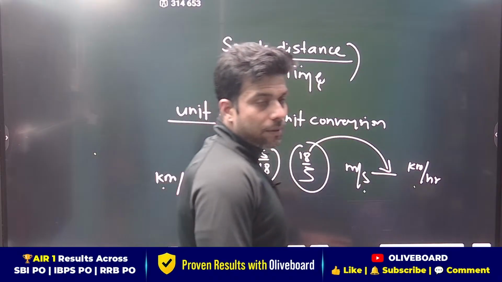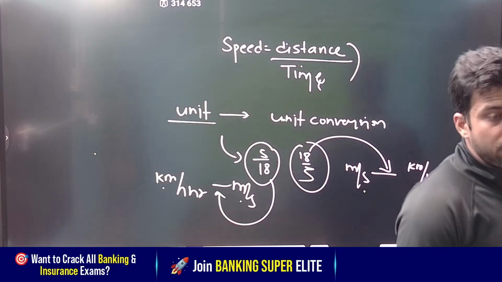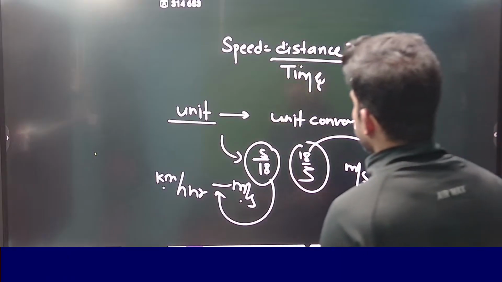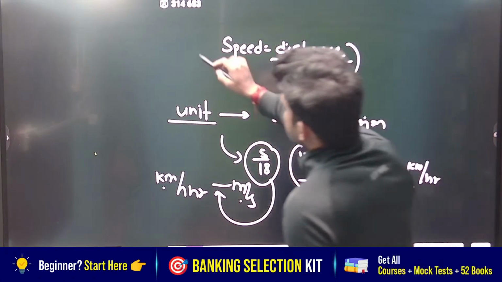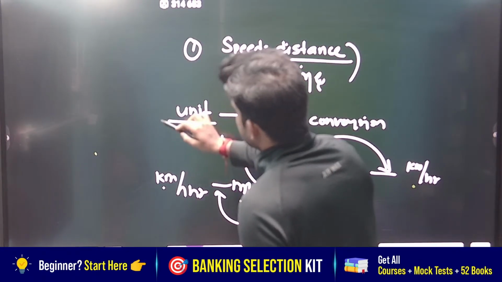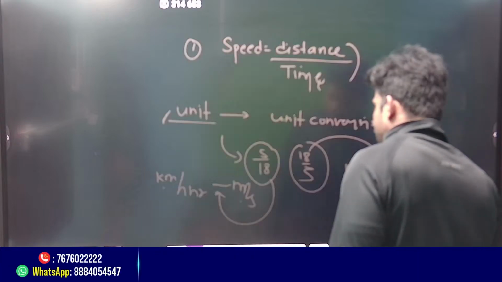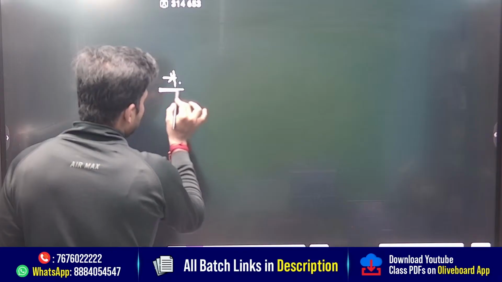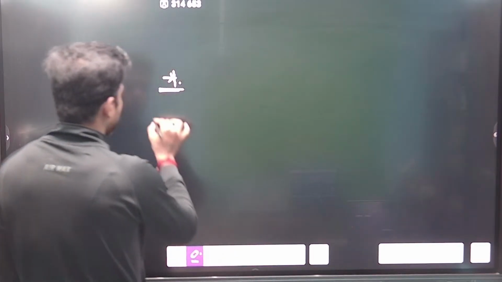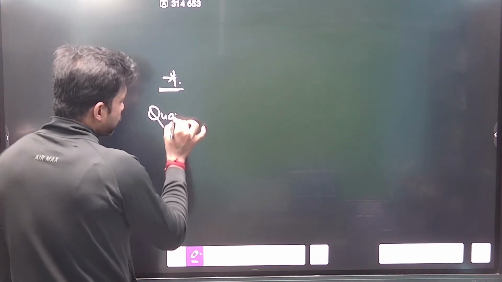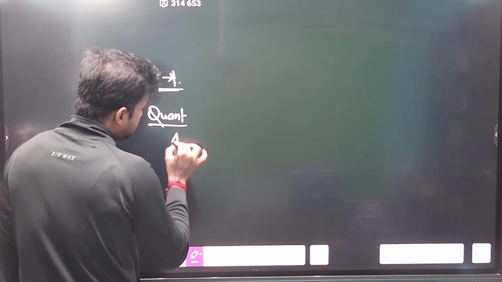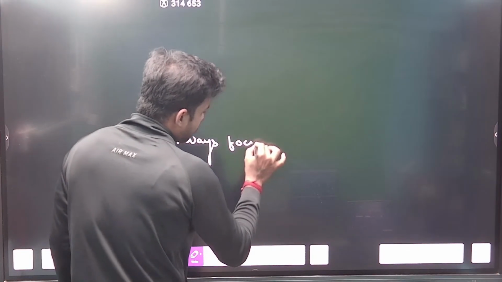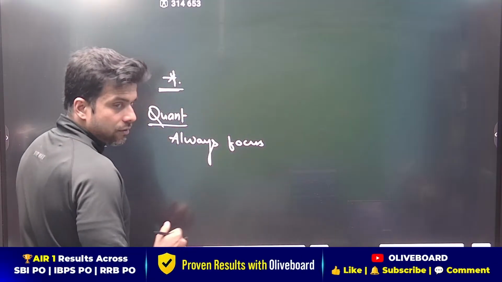These are the basic parts which should be known to every one of you, and I hope you guys know them also, correct? Now see, the first point is speed equals distance by time, second is unit conversion, and third, I would say, always focus. These things are very important guys. When you are solving questions of quant, always focus on the statement which gives you the crack.